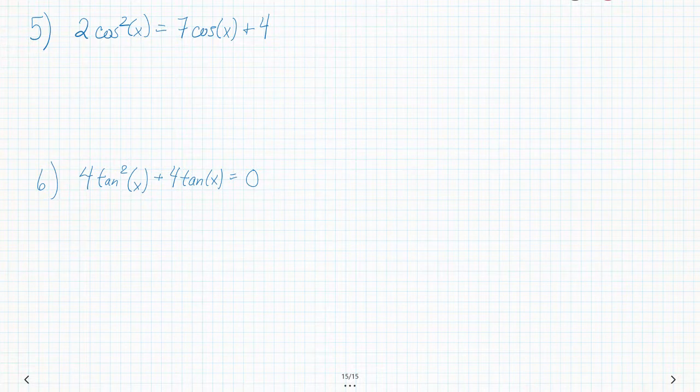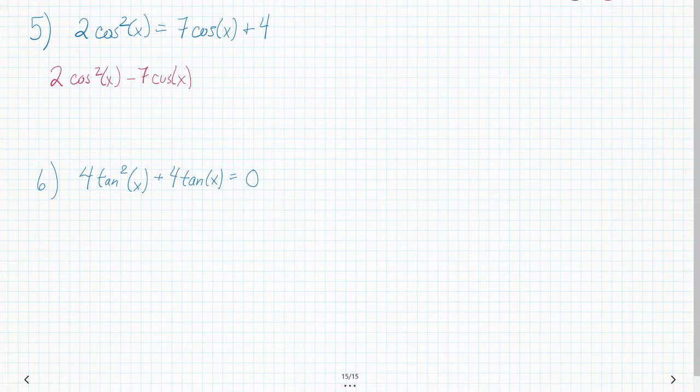Okay, so let's take a look at a couple last pieces here. If we go 2 cosine squared x minus 7 cosine x minus 4 equals 0. Once again, we have 2y squared minus 7y minus 4 equals 0, where y equals cosine x. So you can factor that thing. Notice you can factor it into 2y plus 1 and then a y minus 4.